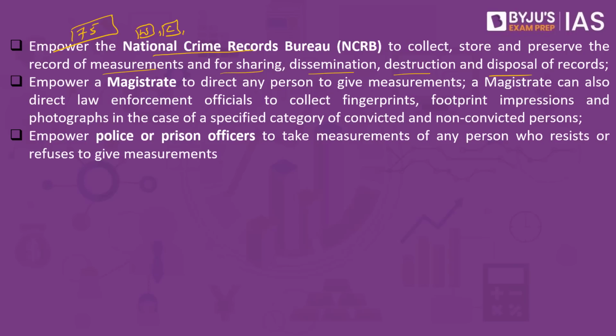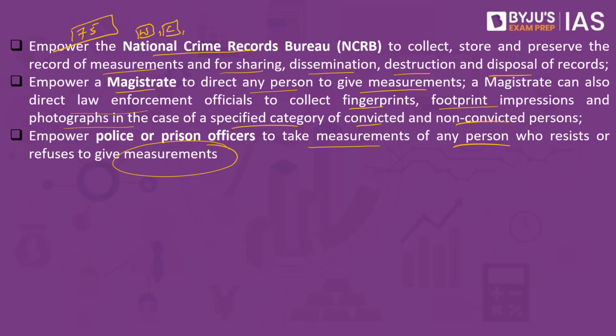Then this particular legislation further empowers a magistrate to direct any person to give measurements. A magistrate can also direct law enforcement officials to collect fingerprints, footprint impressions and photographs in the case of a specified category of convicted and non-convicted persons. Further, it empowers police or prison officers to take measurements of any person who resists or refuses to give measurements.